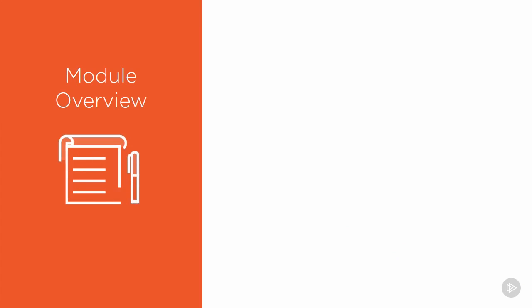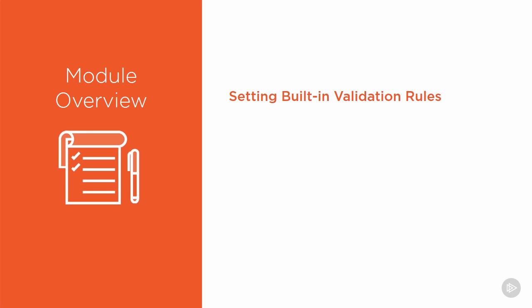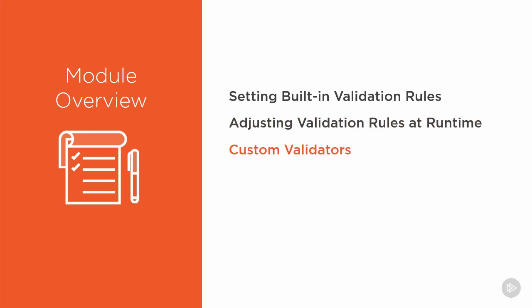In this module, we examine how to set built-in validation rules in the component class, such as required and max length. We look at how to adjust those rules at runtime based on desired criteria. We build a custom validator for the ultimate in validation flexibility. We expand our custom validator by passing in parameters. That way we can make our custom validator more generalized and reusable.